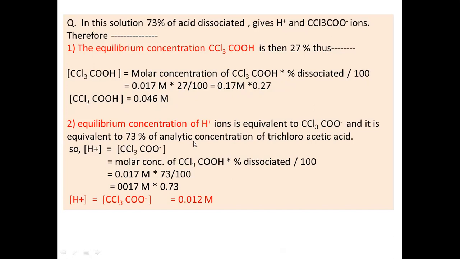Second is the equilibrium concentration of H plus, as the acid is also dissociated at equilibrium. So H plus is equivalent to the CCl3CO minus, and it's equivalent to the 73% of the analytical concentration of trichloroacetic acid. So the concentration of H plus is equal to the concentration of this trichloroacetate, and molar concentration of trichloroacetic acid into percent dissociated divided by 100. So the quantity will be multiplied by again the molar concentration of trichloroacetic acid into 73 divided by 100. So it will be 0.012 mole. So by this way, we can calculate the molar concentration at the equilibrium state.